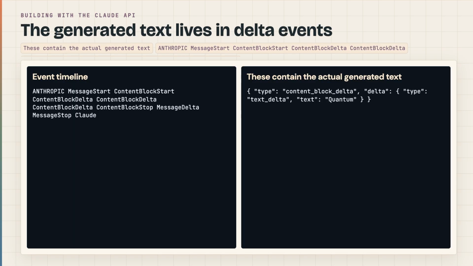The important event for a typing chat interface is content block delta because those events contain the actual generated text. The other events are still useful. They tell you when the message starts, when a content block starts or stops, and when the full message is complete. A production app can use both text chunks and lifecycle metadata.